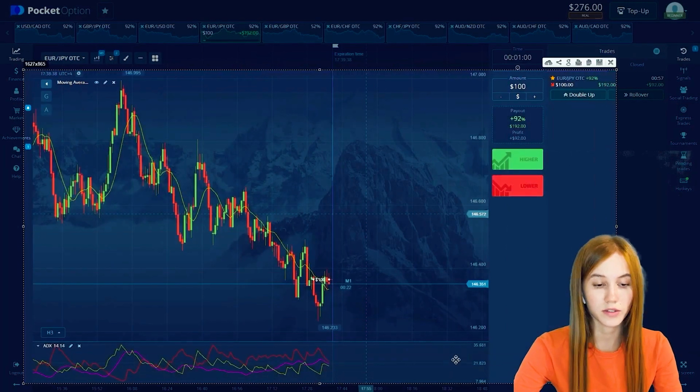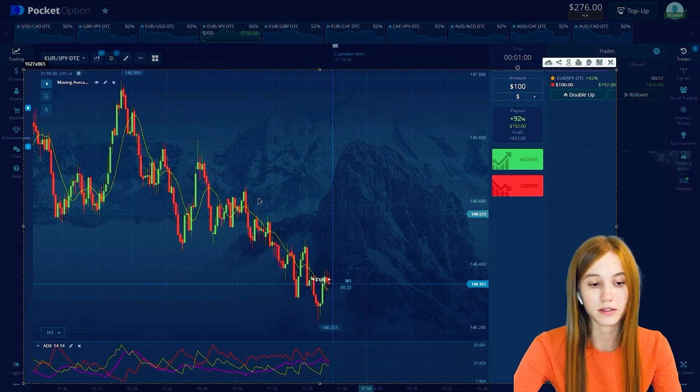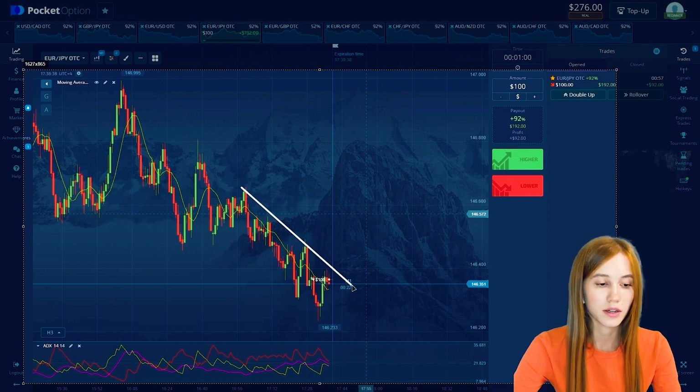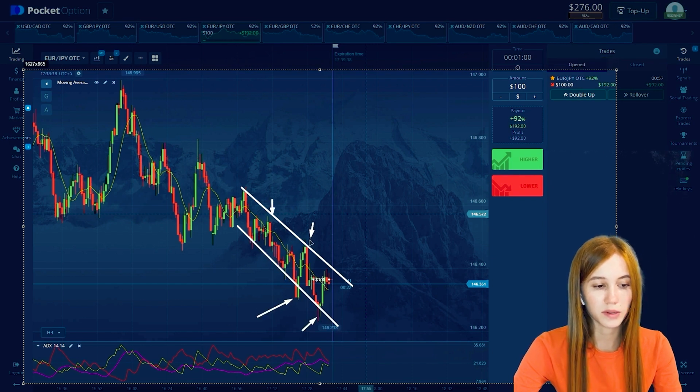Let's see the situation. The general trend is going down. We'll also highlight the area of the resistance and support. There was a test here on the shadows. Also here, highlight here, 1, 2, and this turns out to be 3 bounces.